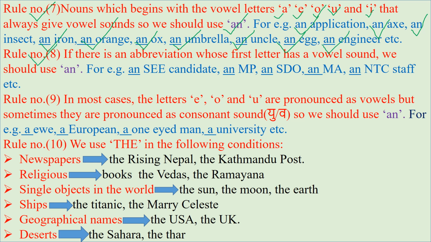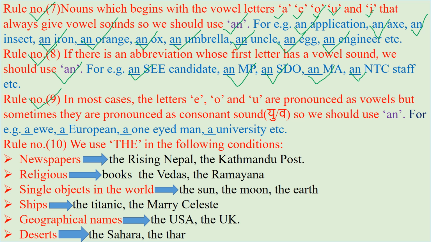Rule number 8. If there is an abbreviation whose first letter has a vowel sound, we should use an. For example: an SE candidate, an MP, an CTO, an MA, an NTC staff, etc.